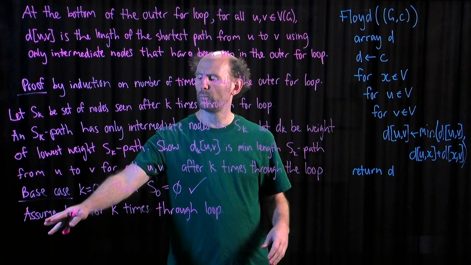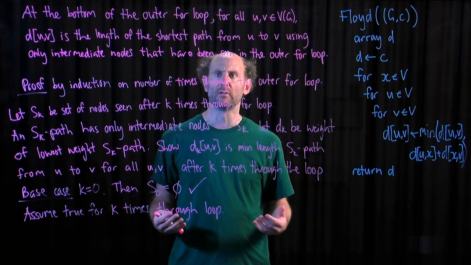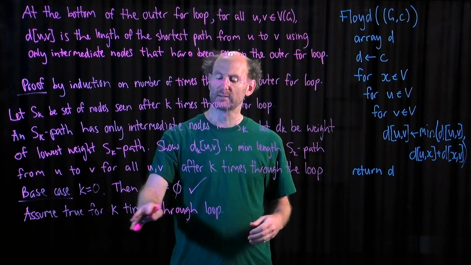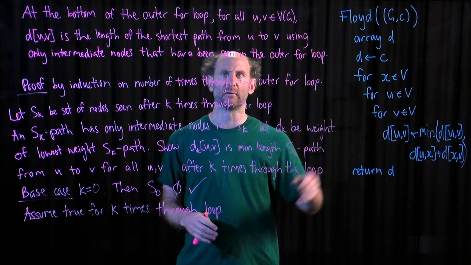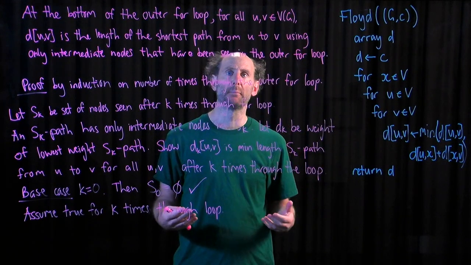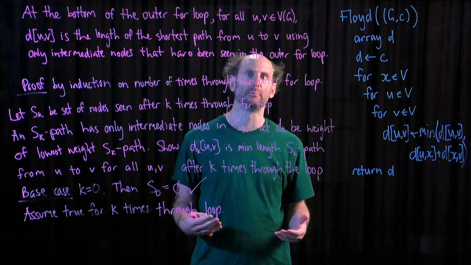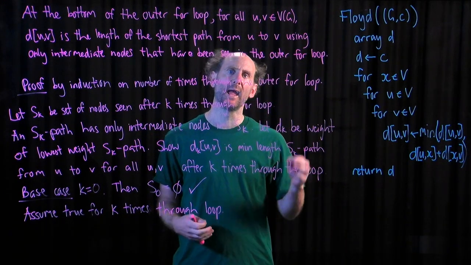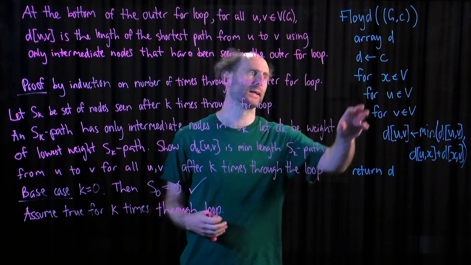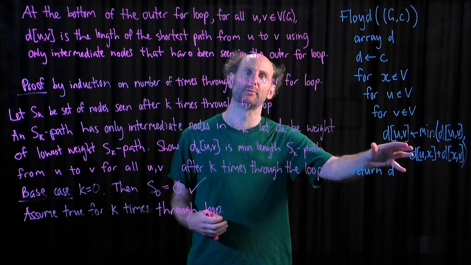So now we'll assume the result is true after k times through the outer for loop, and we'll consider what happens at the end of the k plus first time through the outer for loop. So let's suppose that x was the node added on the k plus 1th pass through the loop.